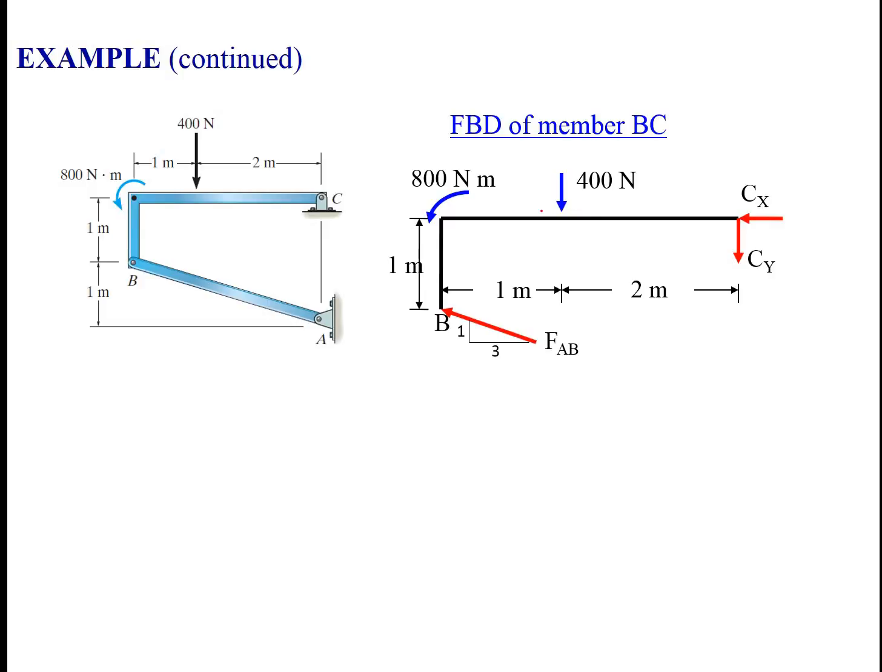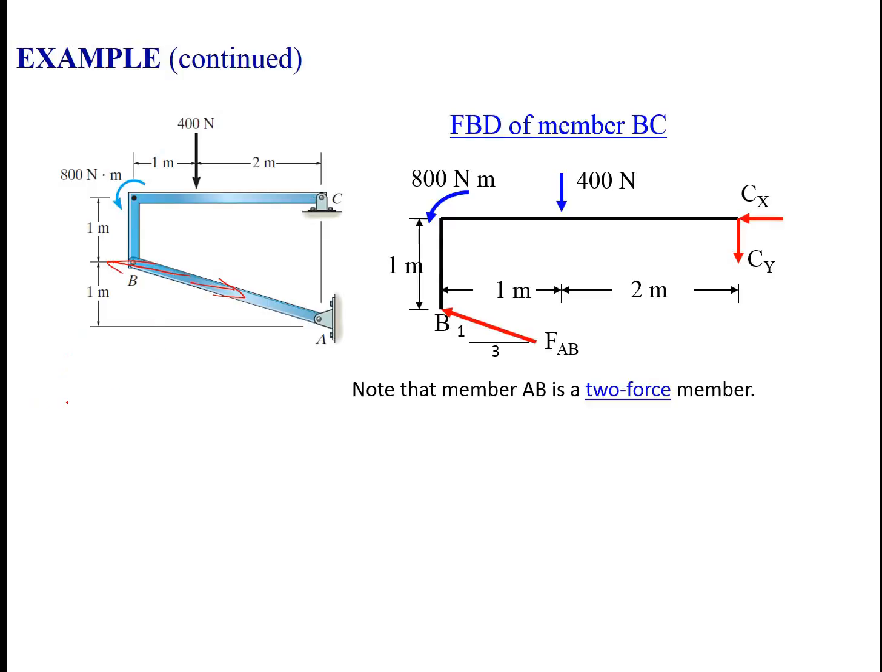I'm not going to try and draw this, but you can see that we pulled out BC like I talked about. Remember that FBA is going, we're assuming, this way, but if we were to draw BA, it would be going the opposite way there. At the pin, we have some force there. We have this 800 Newton meter moment, we have a 400 Newton force, and then at C, we have CY and CX, and we're assuming down. So note that AB is a two-force member, which I think we already did.